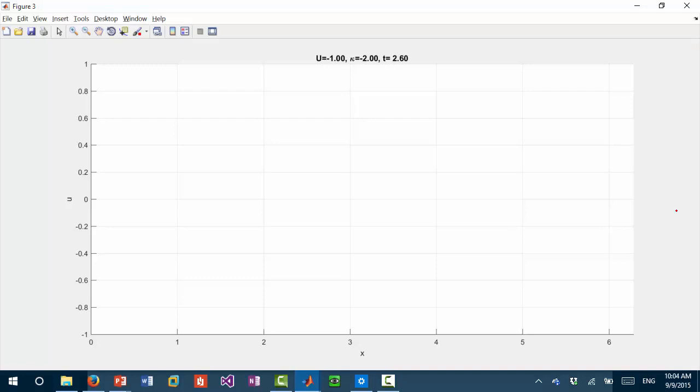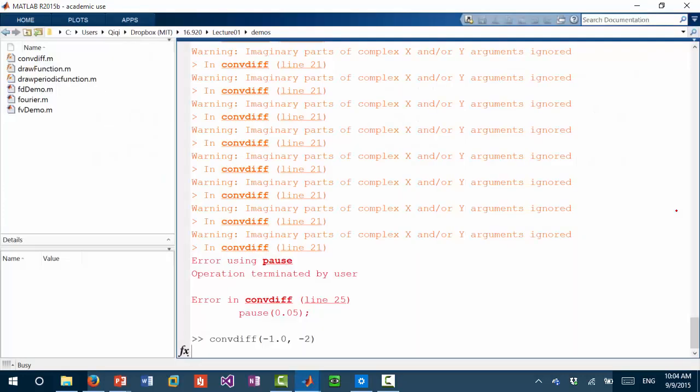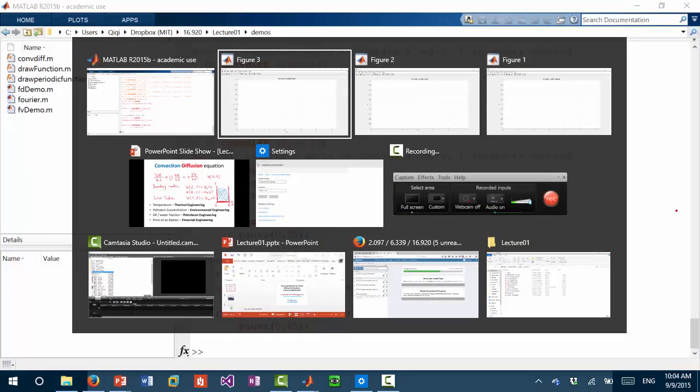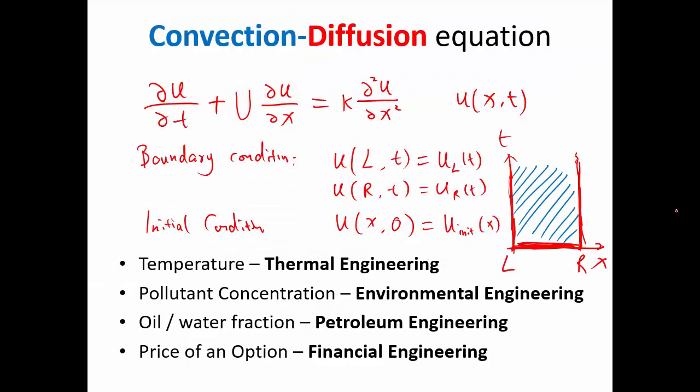So the solution blows up, and the reason is kappa is negative. So that is when the differential equation is not well posed. I think I get a bunch of infinities or something like that. So that's a very good lesson. When kappa is negative, the equation is not physical.